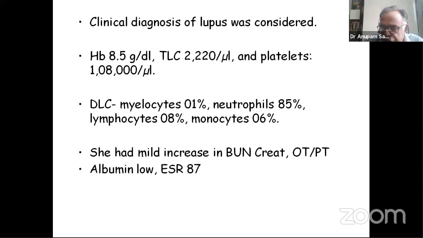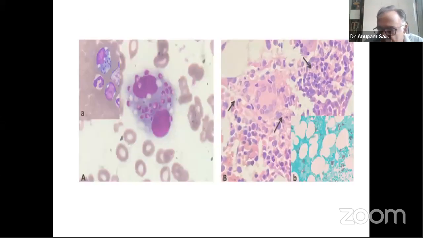Myelocytes were 1%, neutrophils were 85%, lymphocytes were 0.8%, with monocytes 6%. She had a mild increase in BUN, creatinine, SGOT, SGPT, albumin was low, ESR was 87. And on the biopsy of the region, what did we find?